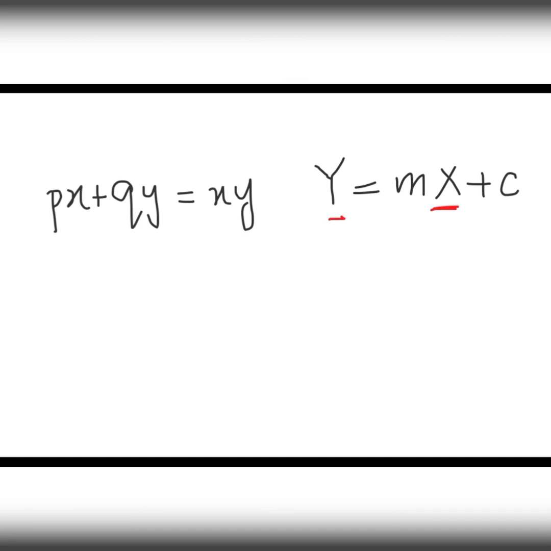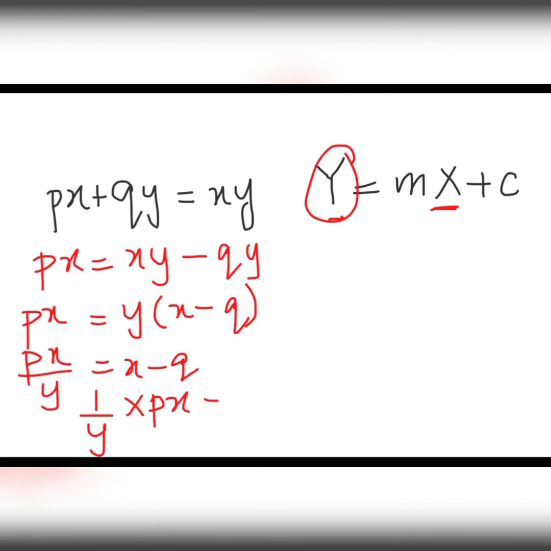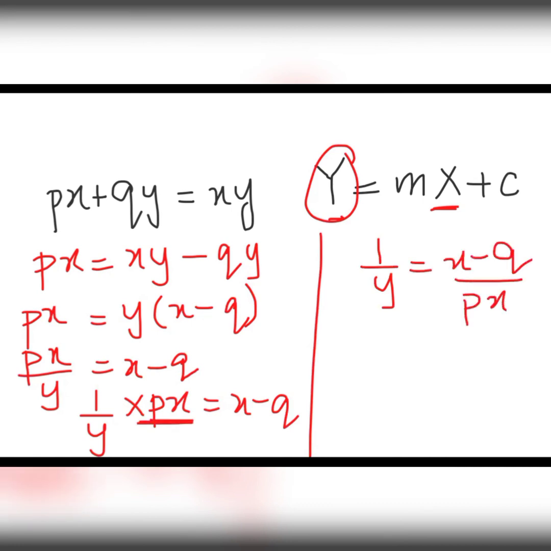So what do we do? We can bring the y terms together. So px is equal to xy minus qy. Then we take y common from here, so y times x minus q. Bring y to the side, so px upon y is equal to x minus q. Then if we leave y over here on the left hand side, because we need to have y alone on the left hand side to represent capital Y, this is actually 1 upon y times px is equal to x minus q. So if we rearrange it, it becomes 1 upon y is equal to x minus q divided by px. So the left hand side is done. Capital Y is 1 upon y.